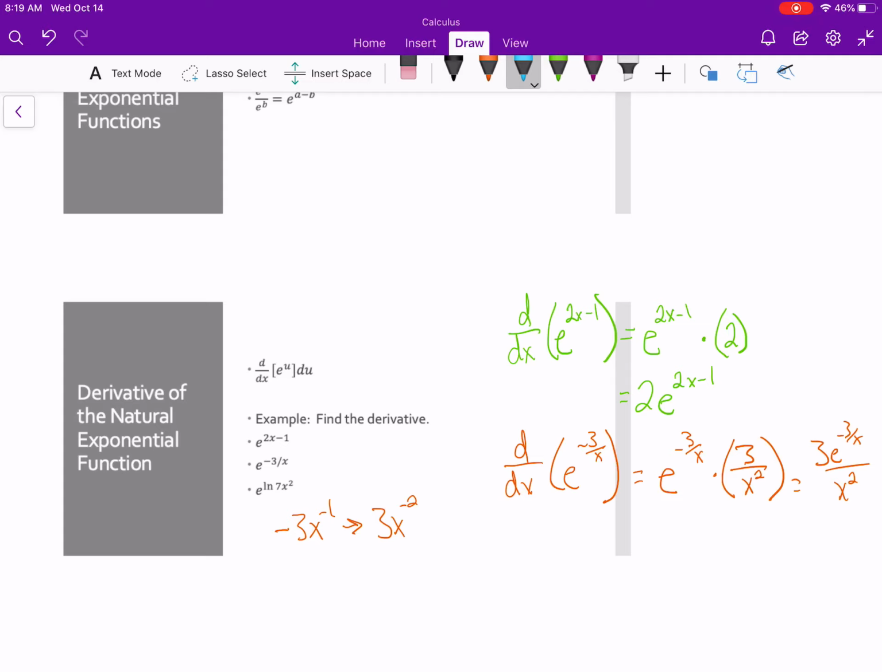And last one, e to the ln of 7x squared. We're taking the derivative. But first, let's simplify, because e and the ln should cancel out. So that's the same thing as taking the derivative of 7x squared, which we know is just 14x.